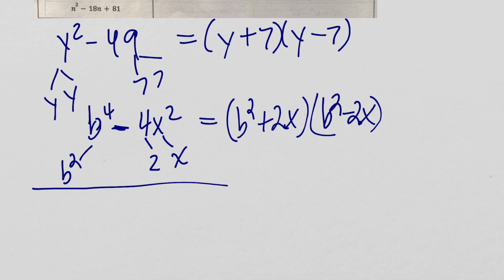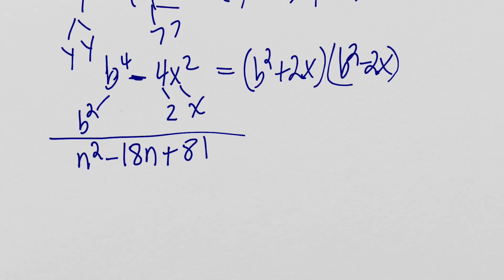Last special polynomial one here is n squared minus 18n plus 81. Now, it actually is a special polynomial. It's a perfect square trinomial, meaning that we know this is n times n. This is going to be 9 times 9 for 81.